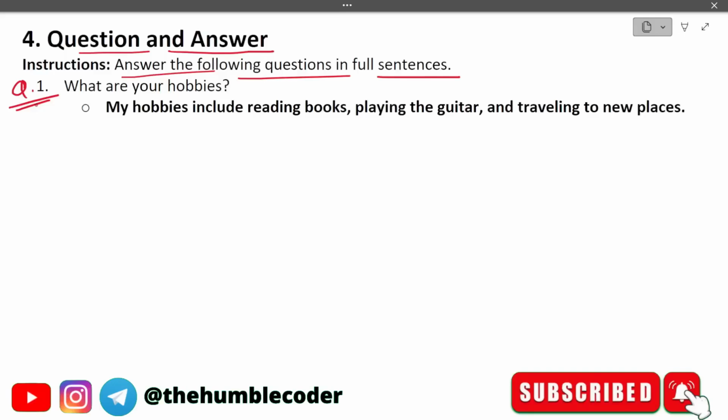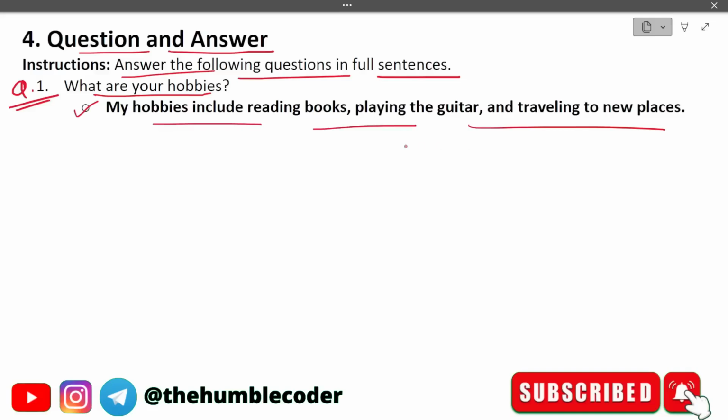I would suggest that you don't focus on the answers which I have given, you just focus on the question and try to create the answer on your own. Okay, let's read question number 1. What are your hobbies? The answer for this that you can give, in one sentence, is: my hobbies include reading books, playing the guitar and traveling to new places.